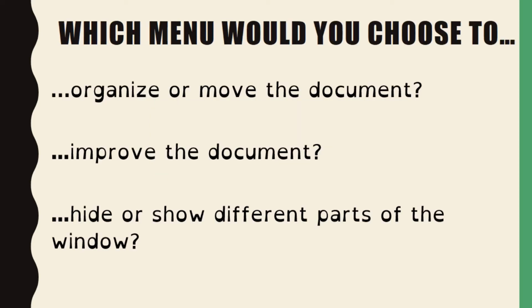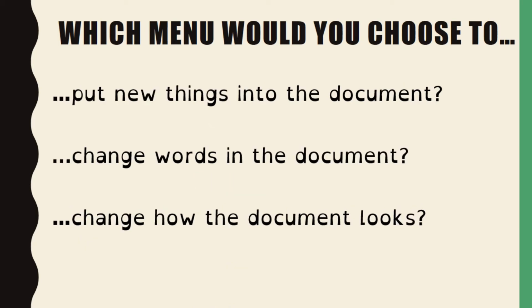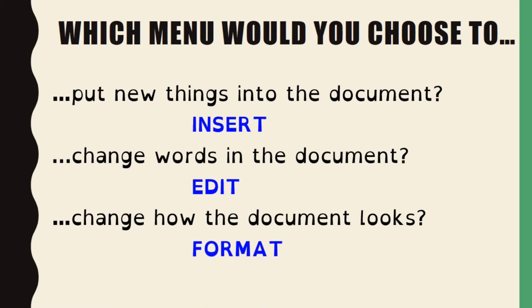Which menu would you choose to organize or move the document? File. Which menu would you choose to improve the document? That would be Tools. And which menu would you choose to hide or show different parts of the window? View. Excellent. Which menu would you choose to put new things into the document? Insert. Which menu would you choose to change words in the document? Edit. And lastly, which menu would you choose to change how the document looks? That would be Format.